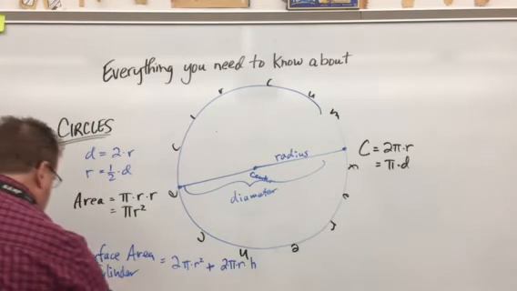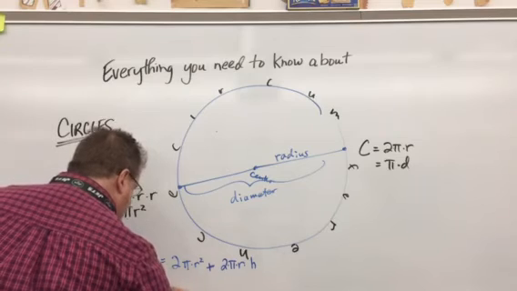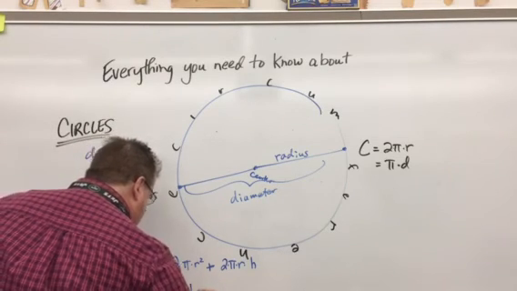And the volume of a cylinder would be equal to that same footprint, pi r squared, times the height.